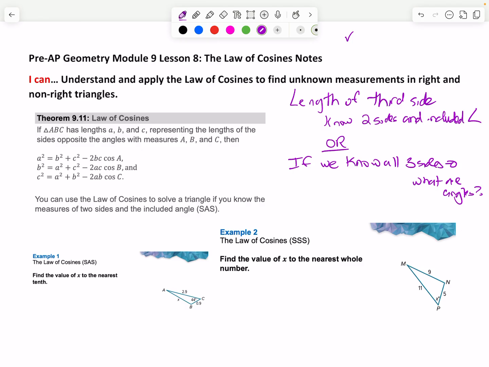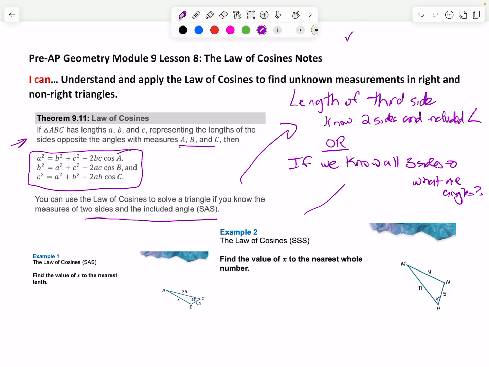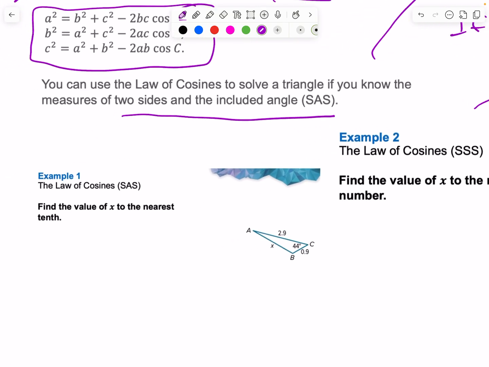So the law of cosines states, if triangle ABC has lengths A, B, and C representing the lengths of the sides opposite of their angles that match up, then these three formulas occur. We can use the law of cosines to solve a triangle if we know the measure of two sides and the included angle, or if we know all three sides. First, we're going to look at when we know SAS, side, angle, side. The angle that's between two of these.